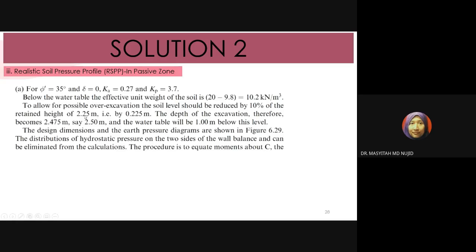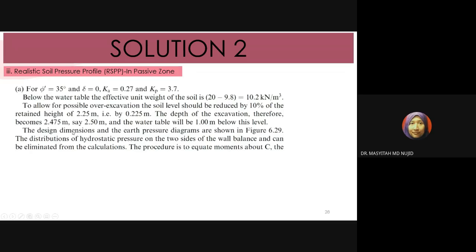Okay, as you can see here, after you have the soil parameters, 35 degrees, and delta is 0. What is delta here? Delta here is the soil structure interaction, so we assume it as 0. Ka is 0.27 and Kp is 3.7. The information given is the saturated unit weight and unit weight of the sand. To allow for possible over-excavation, the soil level should be reduced by 10% of the retained height. Thus, the height of the wall you can get from here is 2.5 meters, and the water table will be 1 meter below this level.